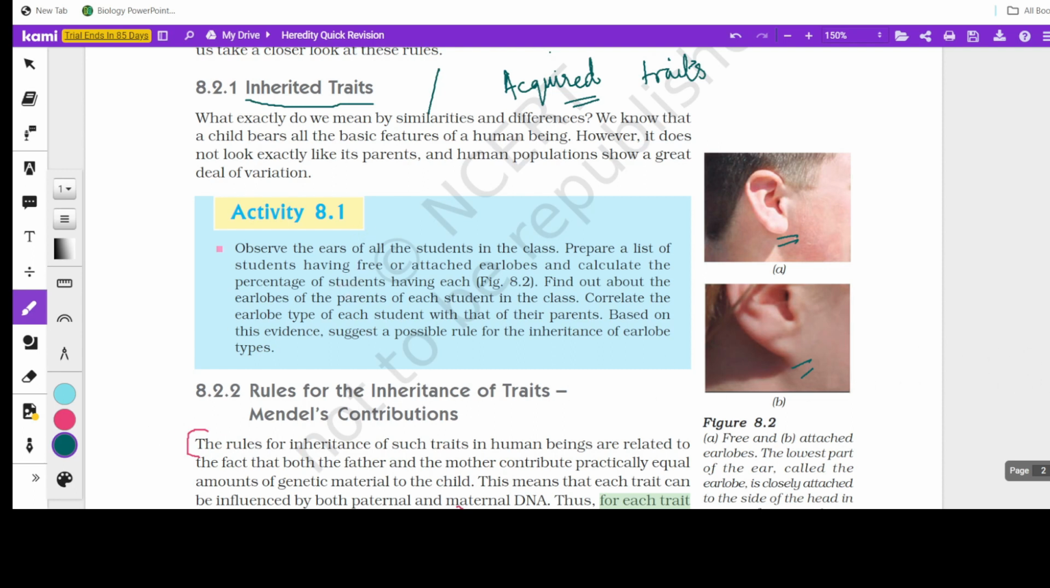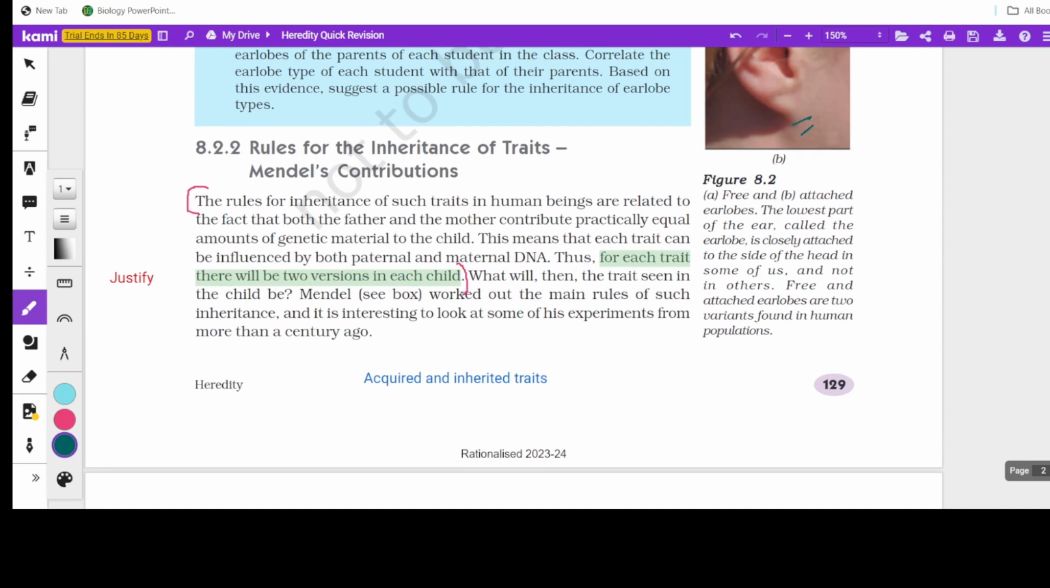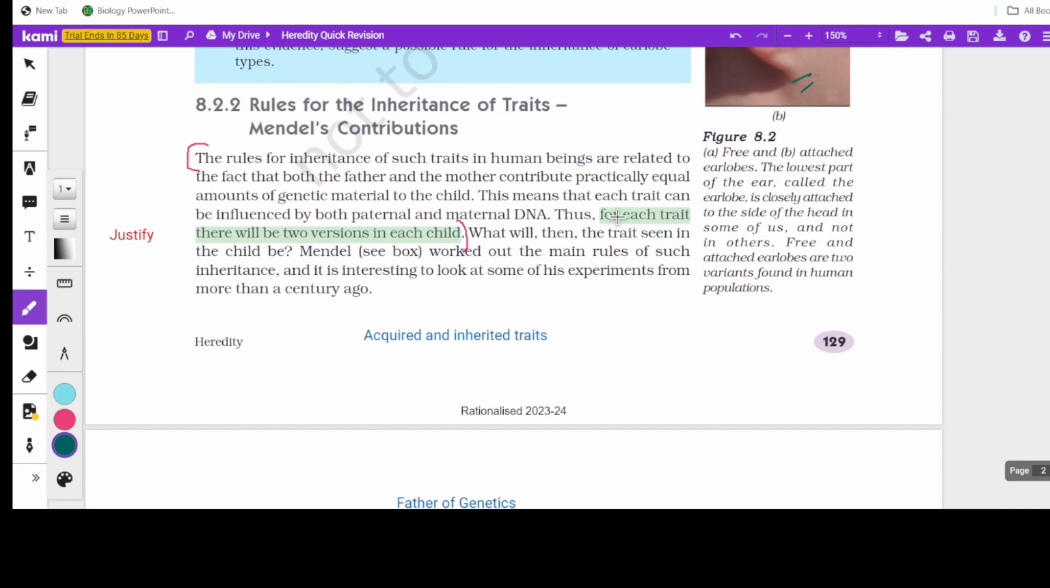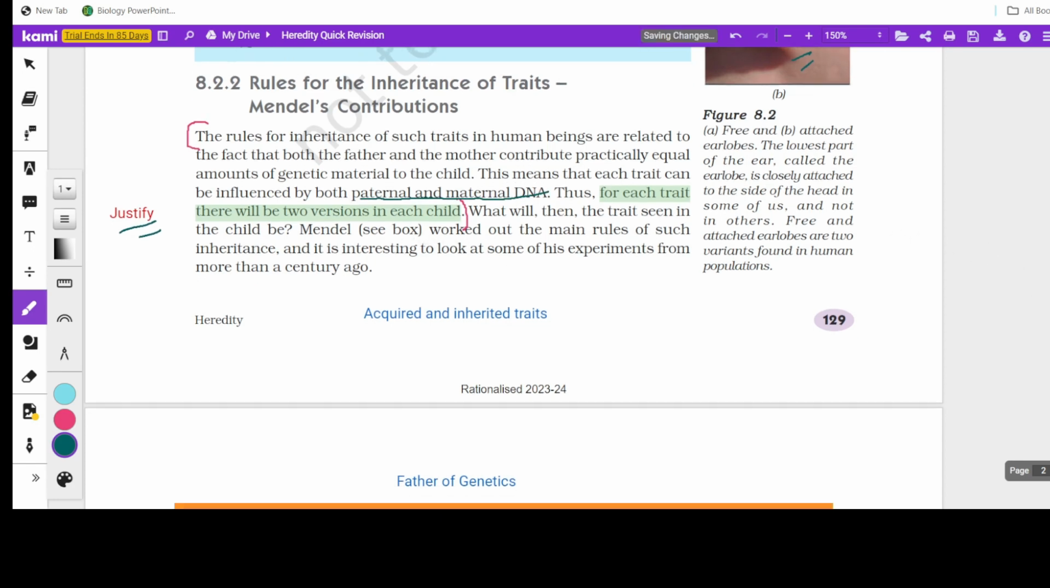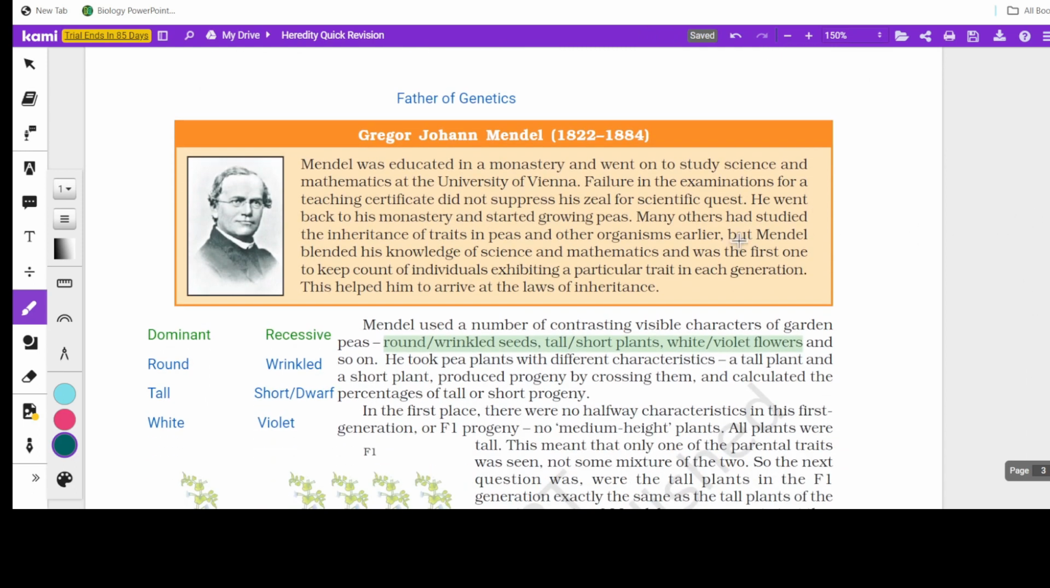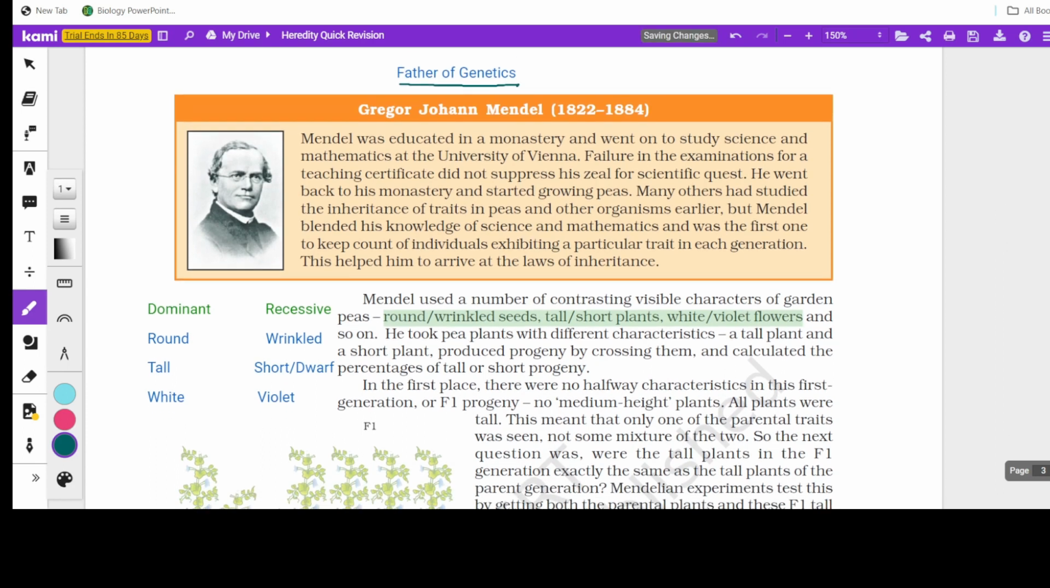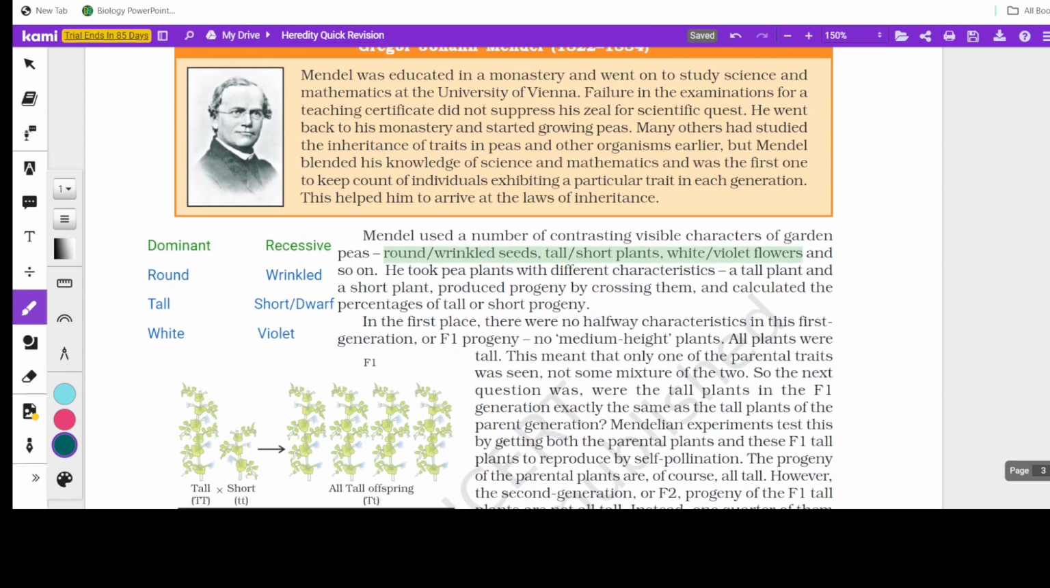And now coming to inheritance. Mendel's contribution to inheritance. See, this can be a justification question, like for each trait there will be two versions in each child. So justify. Here, because we get a set of traits from our mother and a set of traits from our father, paternal and maternal DNA, we will be getting two versions. Clear? Then father of genetics, there can be a question, but it is actually a very simple question, so it can or cannot be asked.